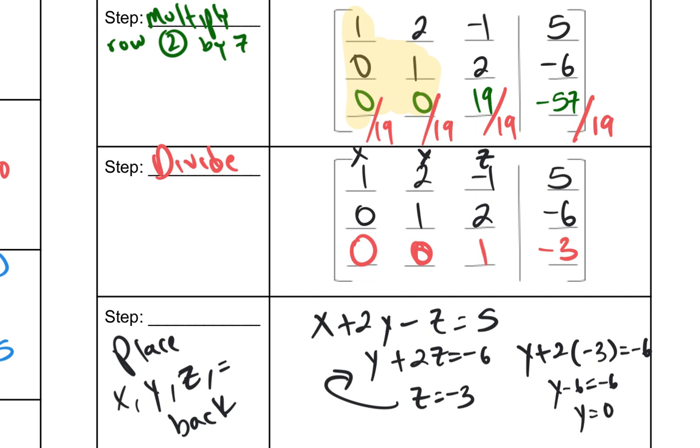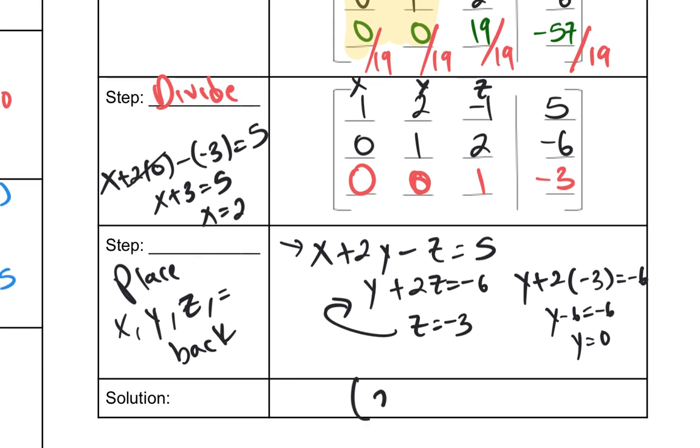And then plug that back into this equation where x plus 2 times y, which is 0, minus z, which is negative 3, is equal to 5. 0 is gone. X plus 3 is 5, so x is 2. My answer is 2, 0, negative 3.